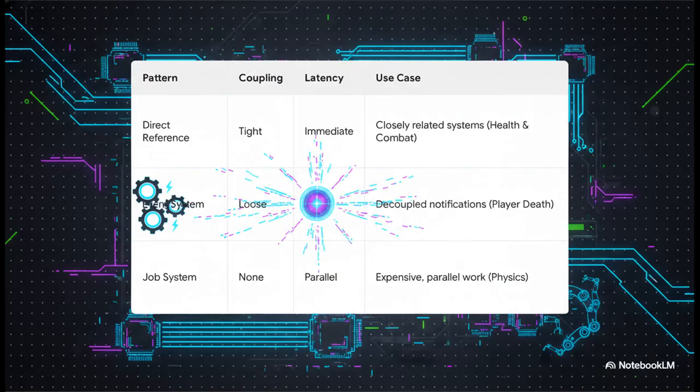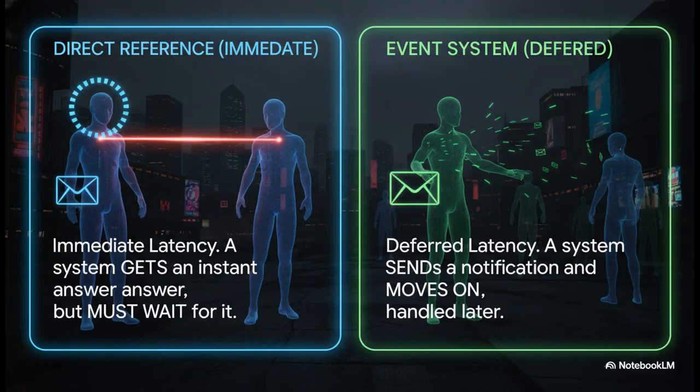In the V-engine, you basically have 3 main tools in your toolbox for this, and knowing which one to pick is super important. If you have systems that are really tightly related and need an answer right away, you use a direct reference. If you just want to shout out a notification and not care who's listening, that's loose coupling, and that's a job for the event system. And for really heavy, expensive work that you can run in parallel, you hand that off to the job system. Let's focus on those first 2.